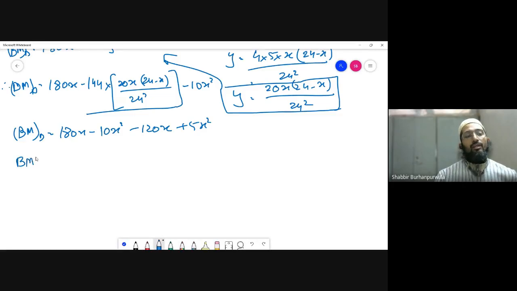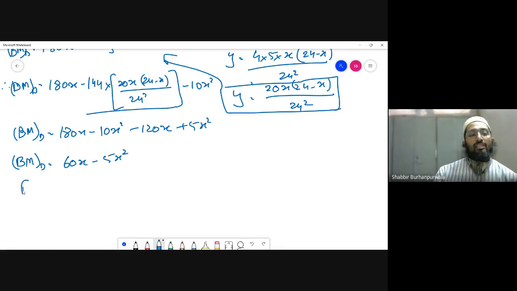So bending moment at point D is 60x minus 5x square. Okay, so this is the equation for bending moment at D. Where is the location of D? We still don't know. Location of D is also unknown to us, but still we have an equation over here because we are just trying to determine it.